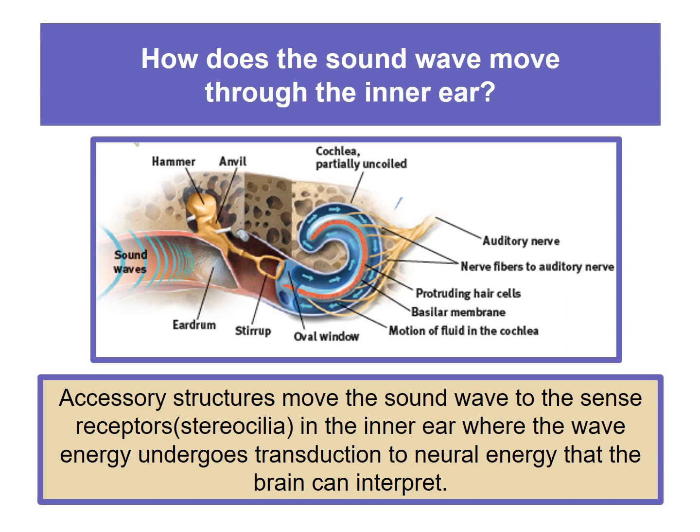So look at the diagram, and you see on the left-hand side, this is now zoomed in from what we were looking at, and we are at the oval window and the cochlea. The partially uncoiled cochlea is the blue and the red part on the right-hand side.